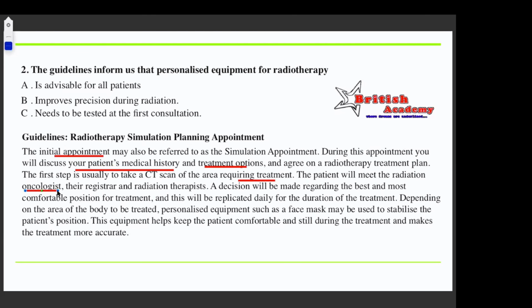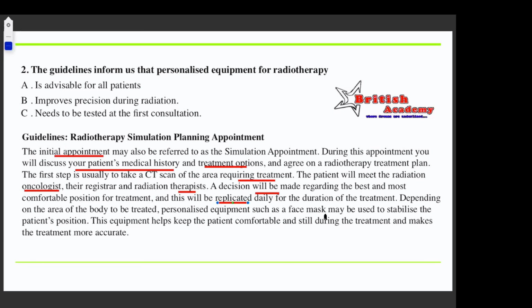The patient will meet the radiation oncologist. It is not mentioned when it is. With the radiation oncologist, the registrar and radiation therapist, a decision will be made, which means in future. It is not on the same day. A decision will be made regarding the best and most comfortable position for treatment, and this will be replicated. Replicated means repeated daily for the duration of the treatment, depending on the area of the body to be treated.